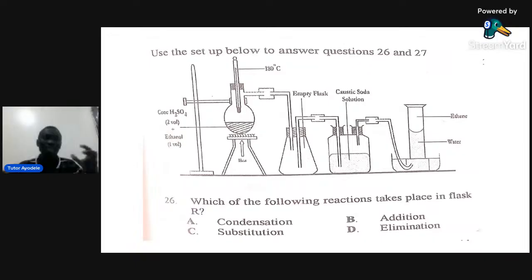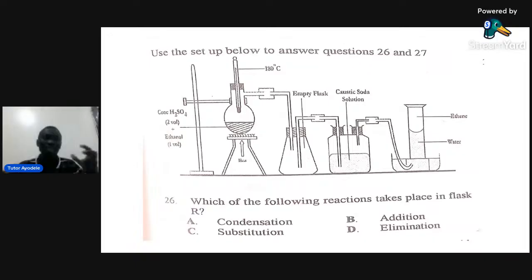So what does the H2SO4 there stand for? That is concentrated tetraoxosulfate(VI) acid. The function of that acid is to serve as a drying agent. It also serves as a catalyst to alter the rate of the reaction. Do you understand what I just explained?